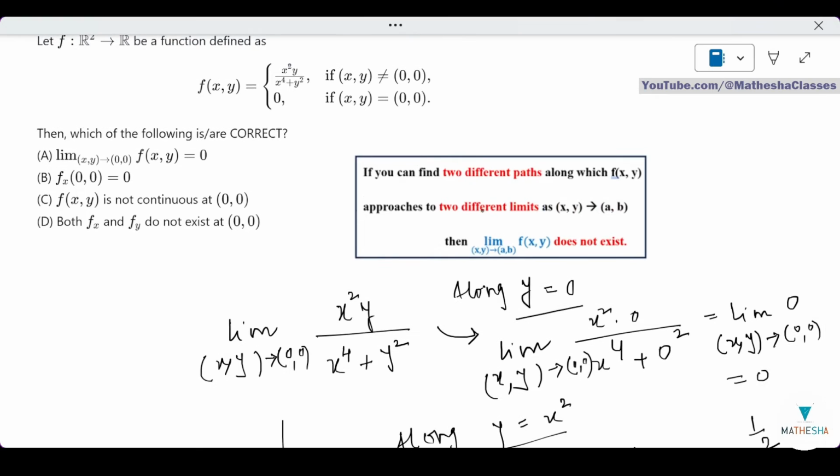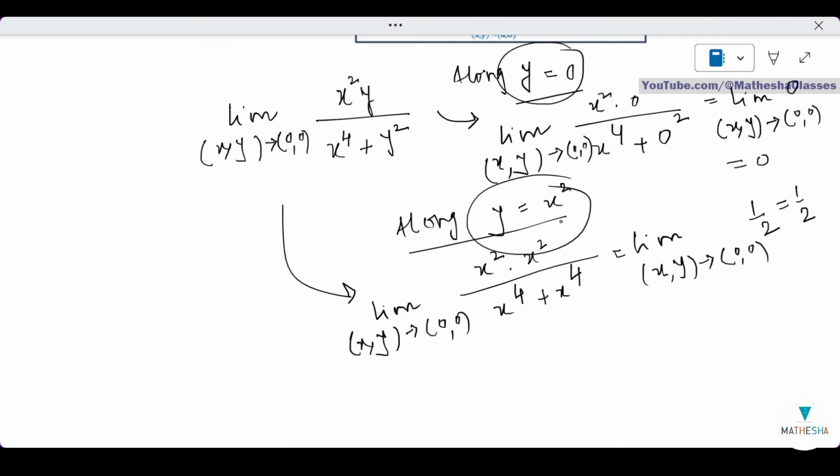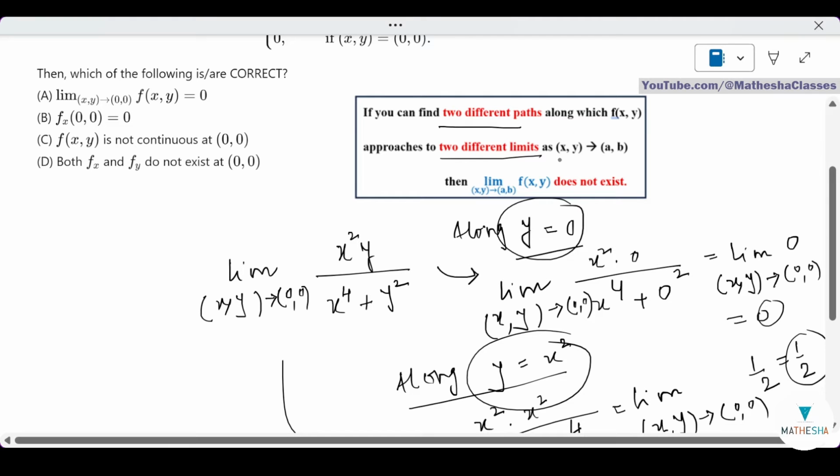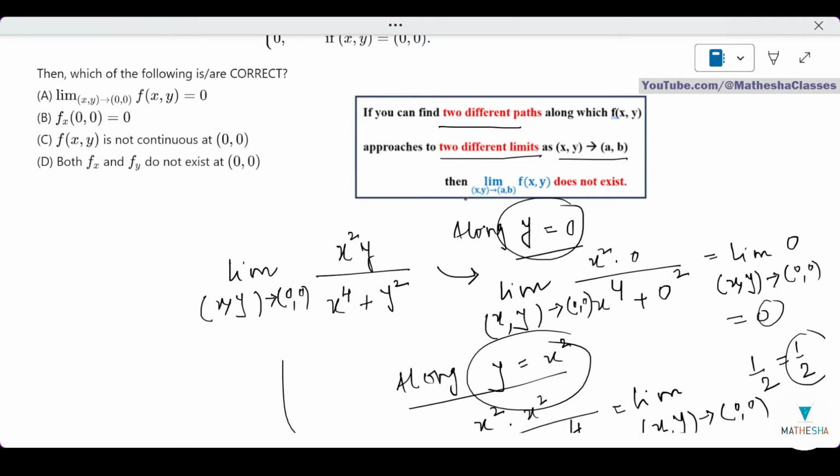So you have found two different paths. One is y equal to 0, one other is y equal to x square, such that f(x,y) approaches two different limits, one limit है 0, another limit है half, as (x,y) tends to (a,b), यहाँ पे (a,b) है (0,0). So definitely the limit does not exist according to this result. So definitely a is wrong, limit exist नहीं करेगा.